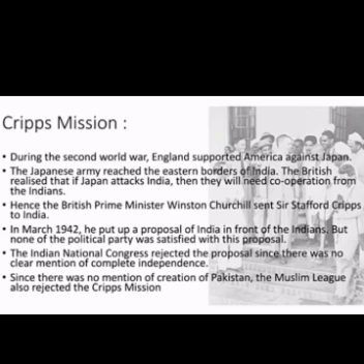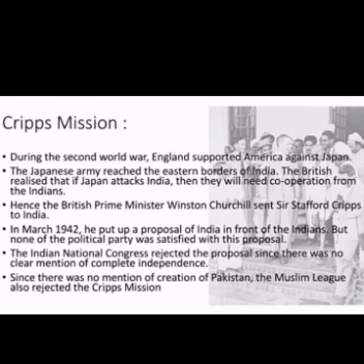During the Second World War, England supported America against Japan. Means British supported Americans against Japan. The Japanese army reached the eastern borders of India. As British ruled India and they supported America against Japan and the Japanese army reached the eastern border of India.